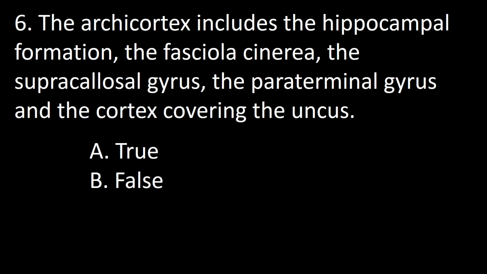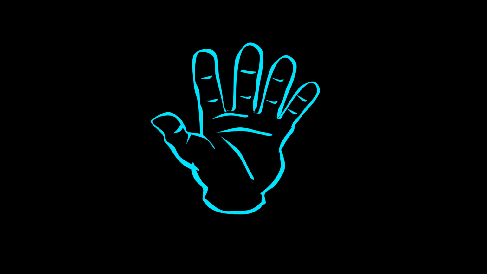Next question. The archicortex includes the hippocampal formation, the fasciola cinerea, the supracallosal gyrus, the paraterminal gyrus, and the cortex covering the uncus. A true, B false. This question mentioned 5 different structures. At this point, I will say a few things about each of them. The first structure mentioned is the hippocampal formation.